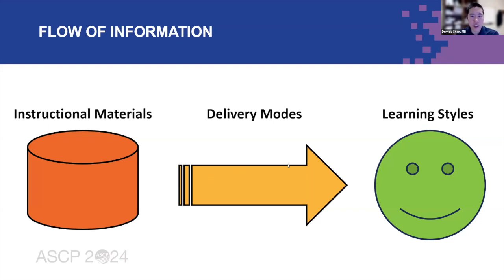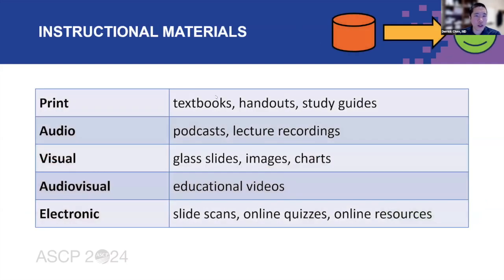And then you deliver it somehow, and we'll talk about the different delivery modes. And then finally, once it gets to the learner, we'll briefly talk about learning styles and how those might be impacted by using a website. But we're just going to start in this order. So starting off with instructional materials, and you're familiar with this. You've used all of these things, I'm sure, but there are different ways that you can have instructional materials.